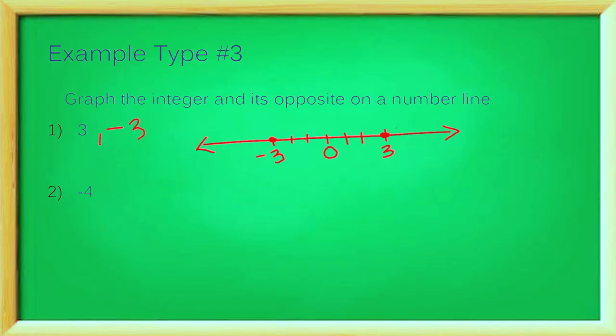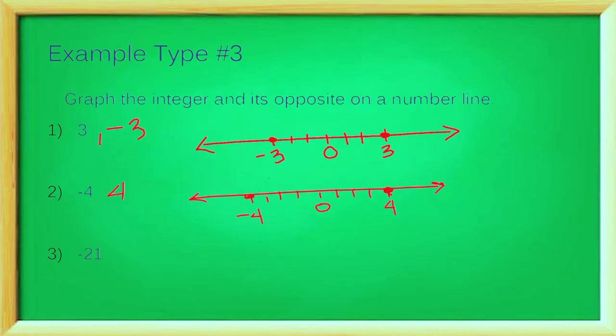Example number 2 has a -4. So remember, the opposite of the number -4 is going to be +4. I'm going to draw another number line. I'm going to start with 0 again. My -4 is going to be over on the left side. 1, 2, 3, 4. I have a -4 here, and my +4 is going to be on the right side. 1, 2, 3, 4 over here. Draw a dot at each point. And I have graphed -4 and 4.